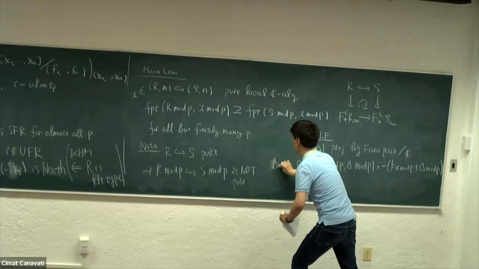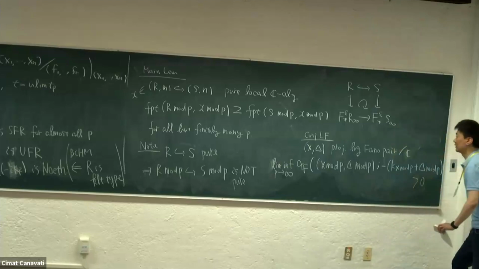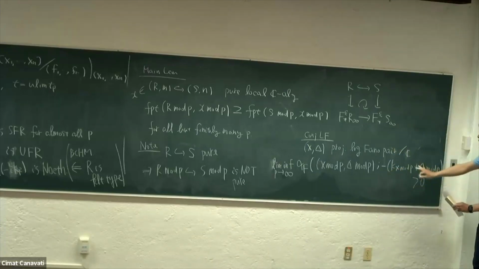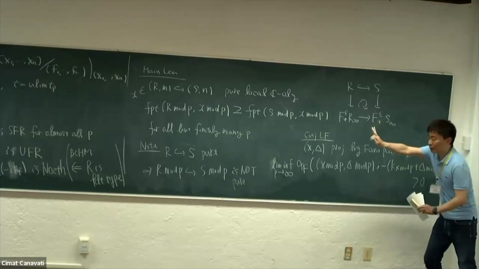The limit, so this line is positive. Sorry, I don't give the definition, but I guess so. This is a global version of the local alpha invariant.